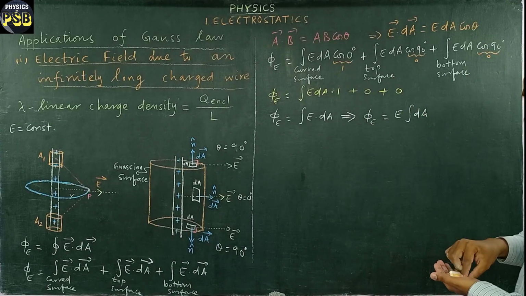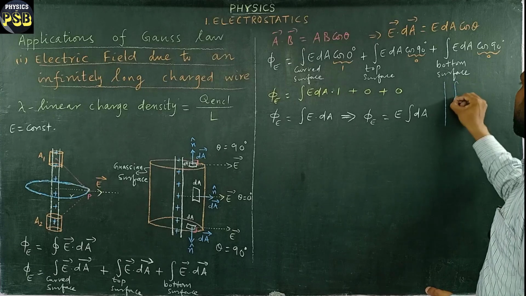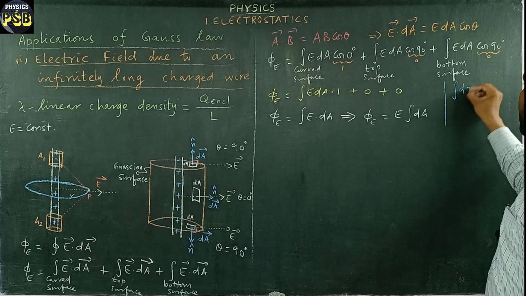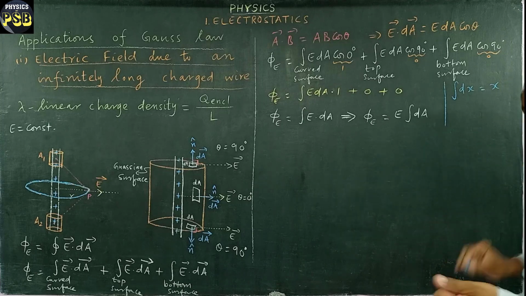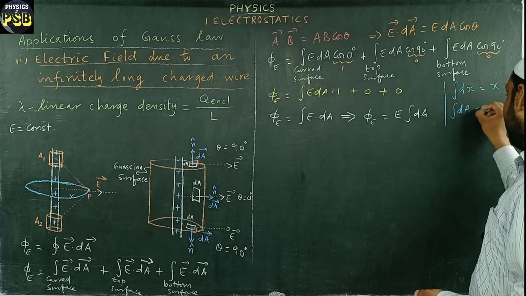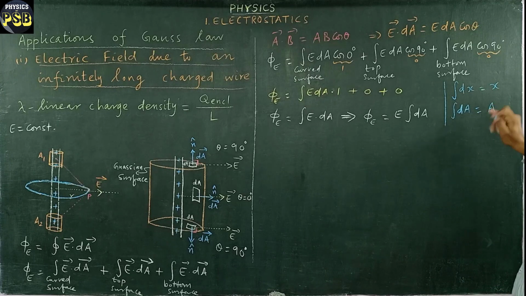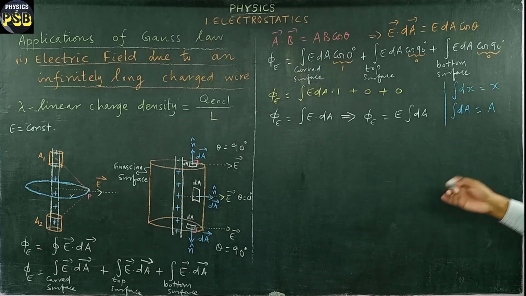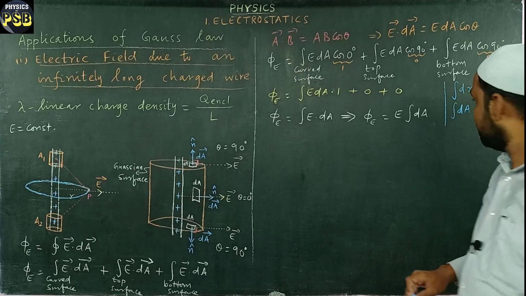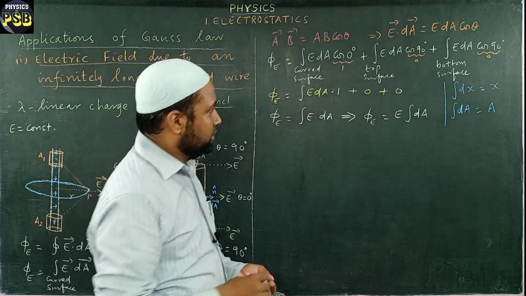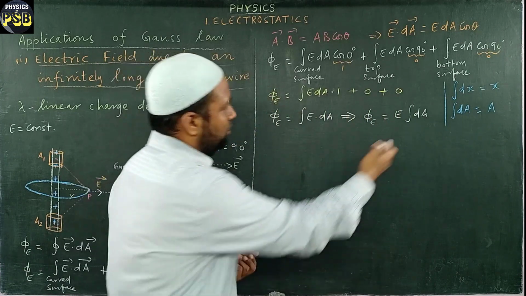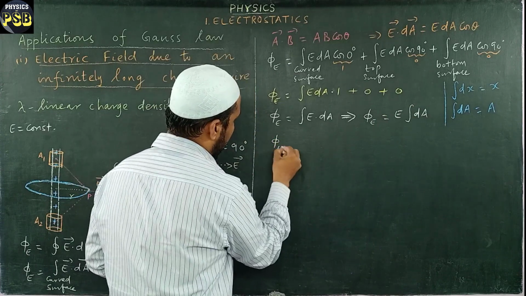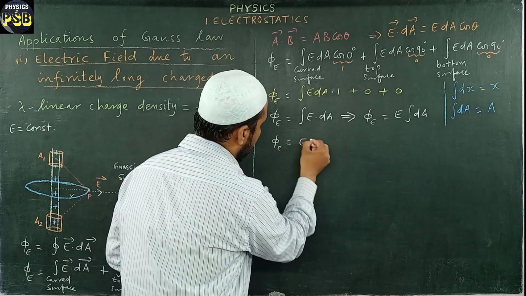We know when we integrate dx, what we obtain is x. The similar way, if I integrate dA, I will get A. So here it is a differential part. When we integrate a differential part, the differentiation gets cancelled and we get this. Okay. So by following that, what do you get? Phi E is equal to E into A.